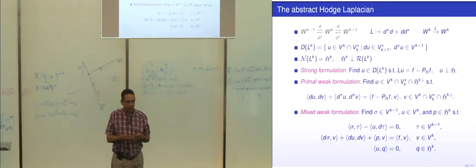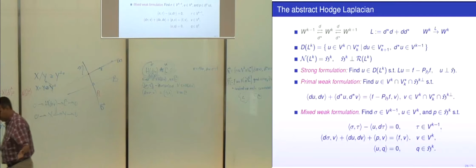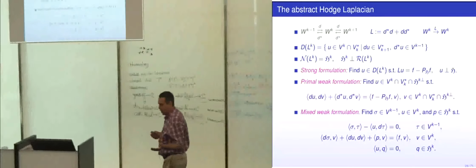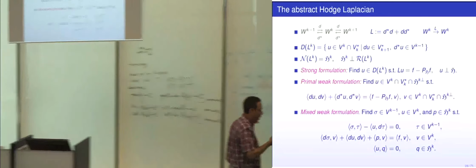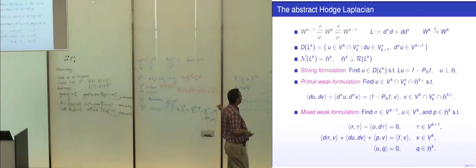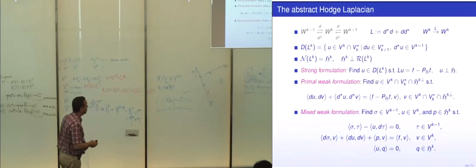So our context is that we have a closed Hilbert complex. And associated with that is an operator which, if I had done the de Rham complex, would be the Hodge-Laplacian. So I call it, for an abstract complex, the abstract Hodge-Laplacian.